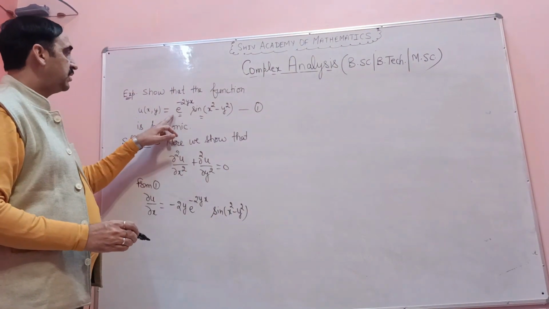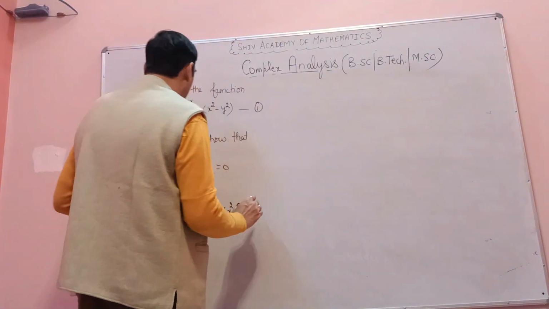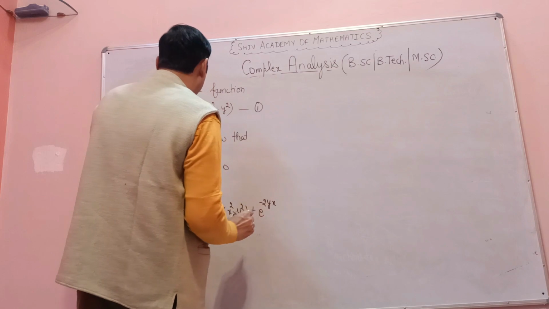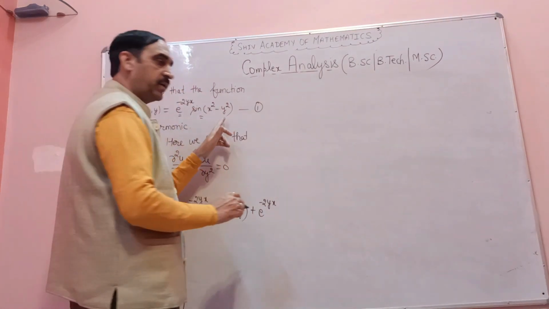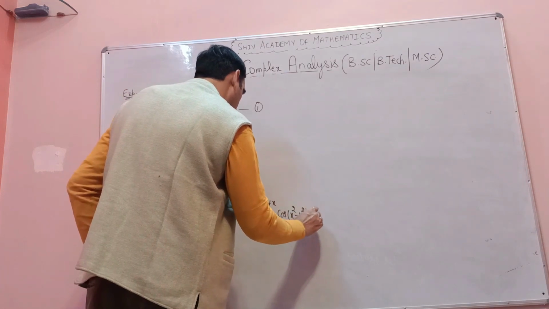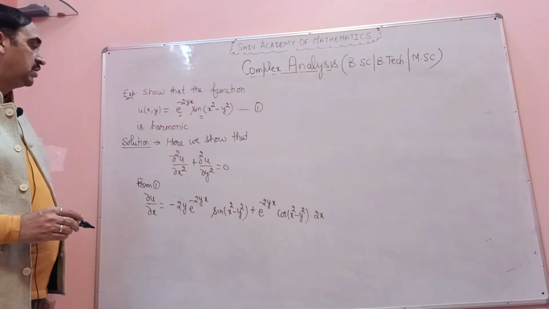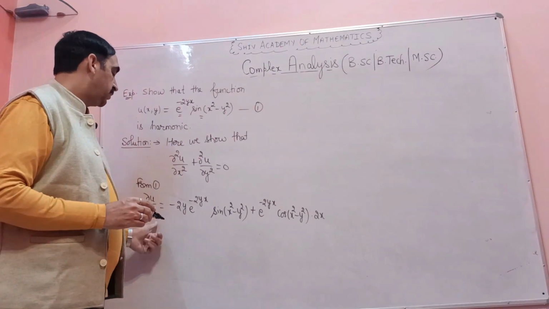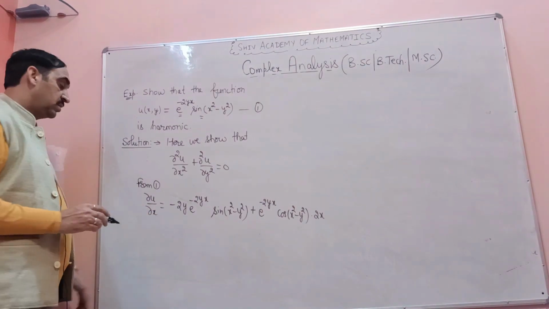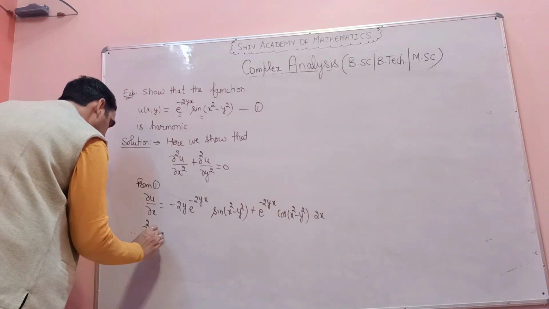So we differentiated this e^(-2yx) with respect to x, this one as it is, plus now e^(-2yx) as it is, and the derivative of sin(x² - y²) with respect to x is what? cos(x² - y²) into 2x. So this is the derivative of u with respect to x. Now again we differentiate this ∂u/∂x with respect to x. Therefore ∂²u/∂x² is what?